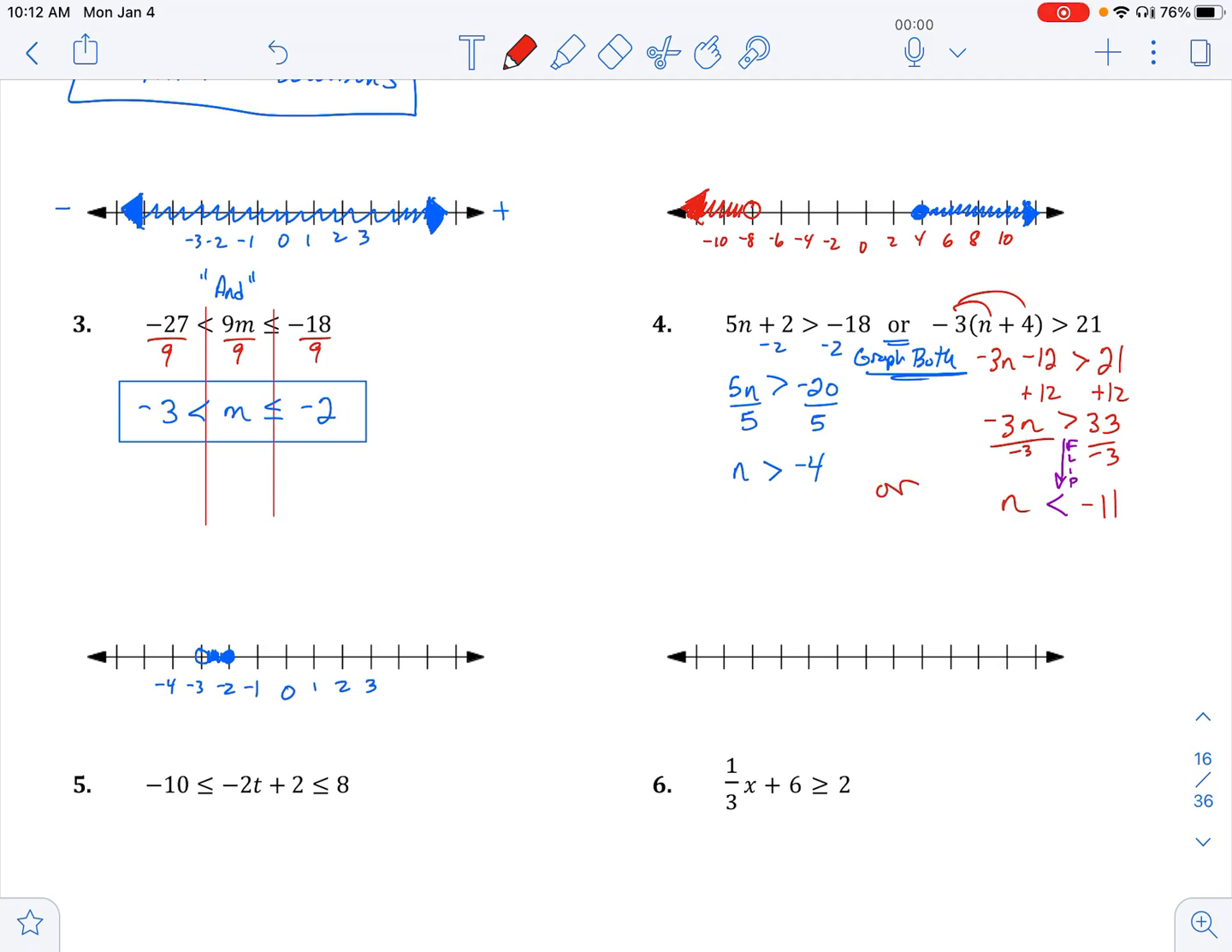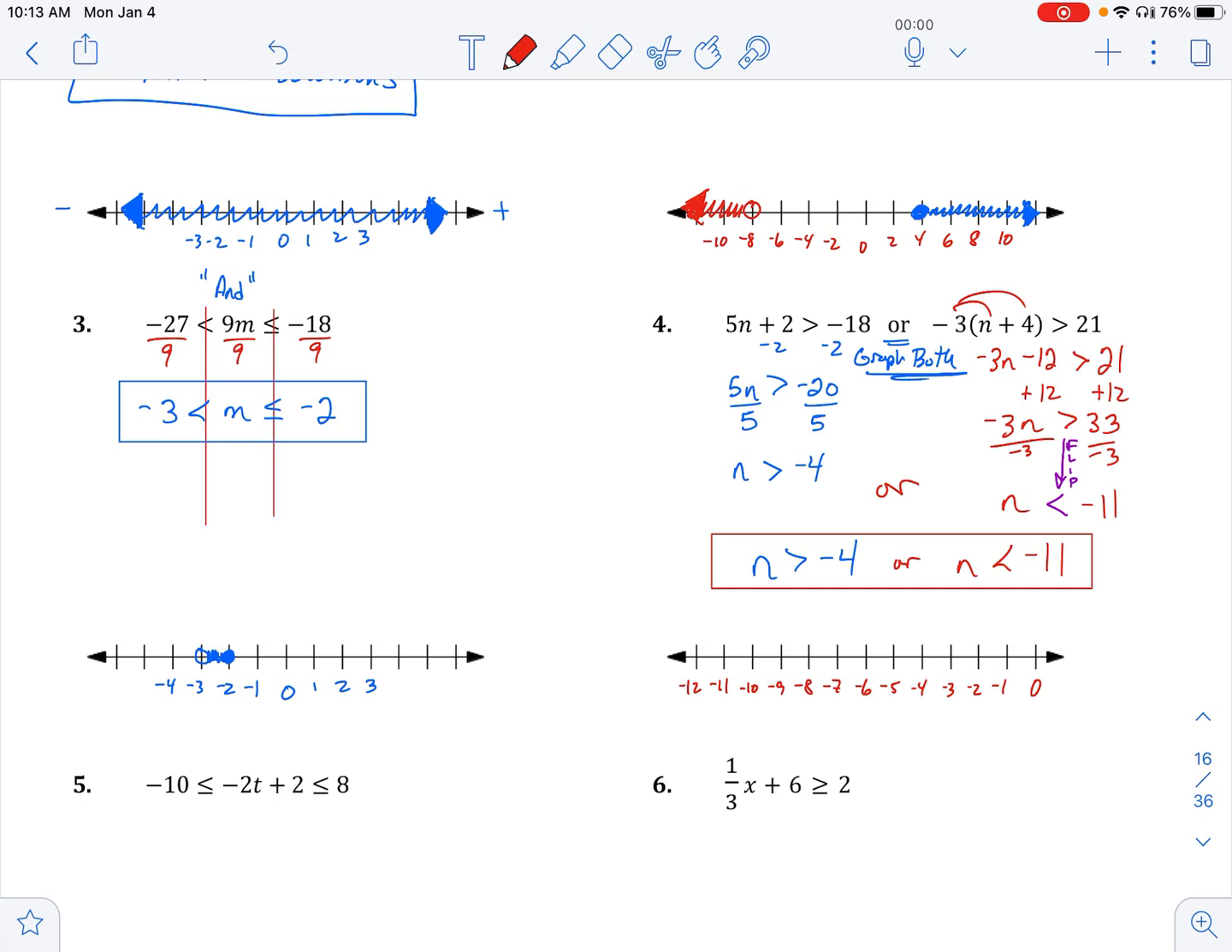negative 11. I'm going to write this all out below as one statement where we say n is greater than negative 4 or n is less than negative 11. Remember, in an OR statement, we said we're going to graph both of these. I'm going to put 0 way over here. I think I can fit this in. We'll see. Negative 1, negative 2, negative 3, negative 4. Ooh, look at that. Squeeze it just in there.